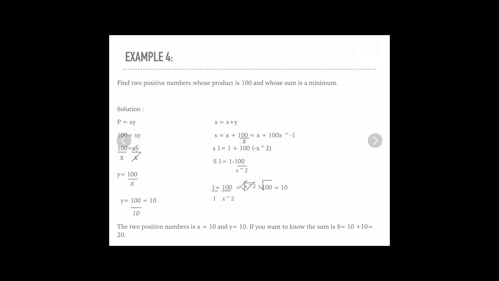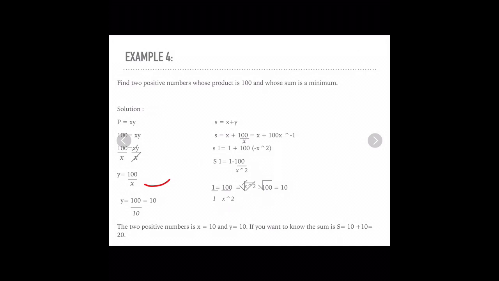Pwede i-cancel by putting lagyan na po natin ng square root. So, makakancel. So, square root of 100 equals to 10. So, x is 10. Tapos, pwede po natin ilagay si 10 sa equation number 1. So, 100 divided by 10 equals to 10. So, the two positive numbers is x equals to 10 and y equals to 10. If you want to know the sum, ipa-plus natin lang po si 10 plus si y and x. So, 10 plus 10 equals to 20.